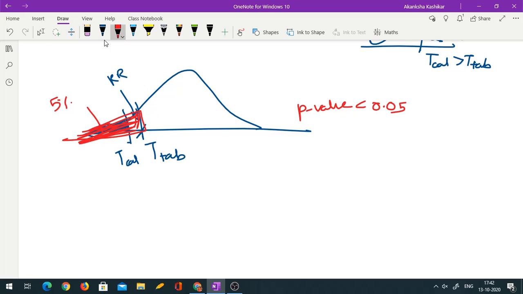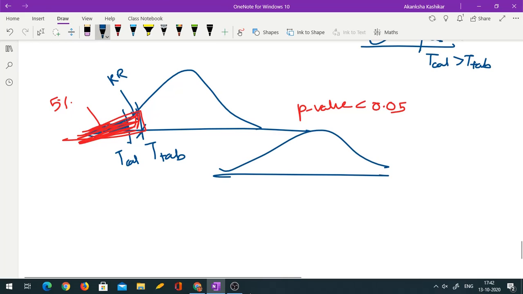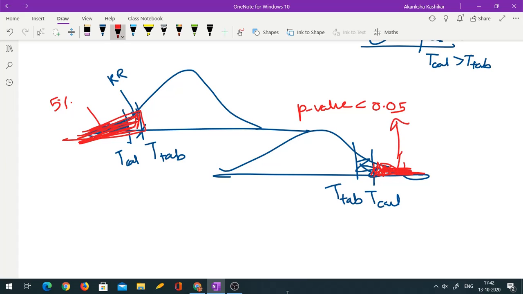Correct? The same story happens even if you consider a right side rejection region. So if the observed value, suppose, is here, t calculated, and the tabulated value is here, then this total region was 5%. So the actual p-value, which is to the right side of this, would be less than 5%. Okay.